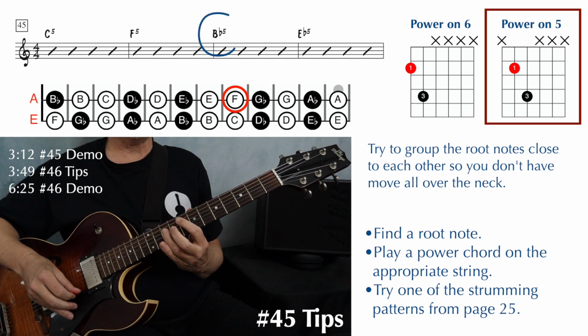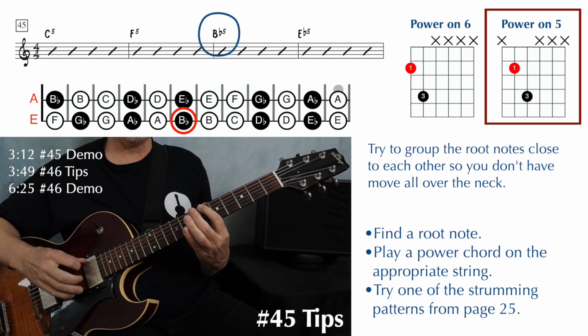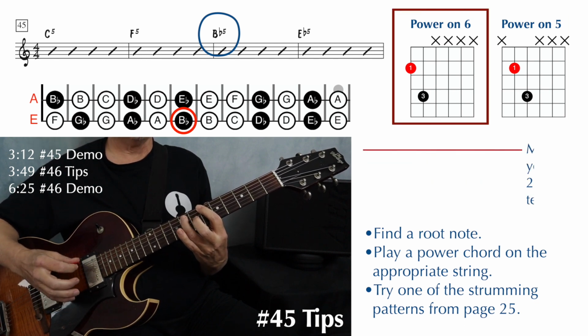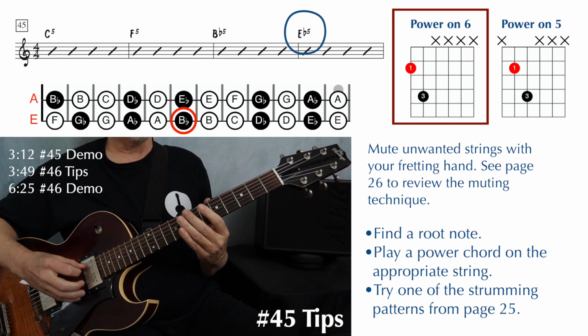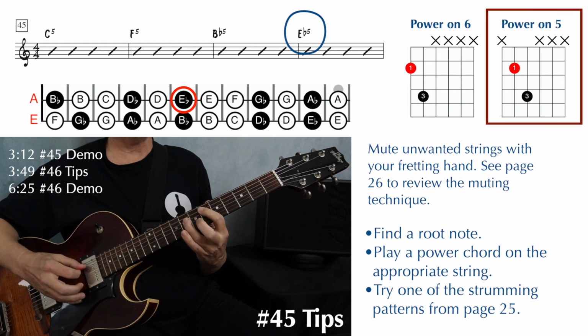Then we have a B flat 5, there's a close B flat to that F on the 6th string, 6th fret. And that's where we place our power chord shape. And then we have an E flat 5. The closest E flat, I should say, is our 5th string, 6th fret. We play the power chord from there.